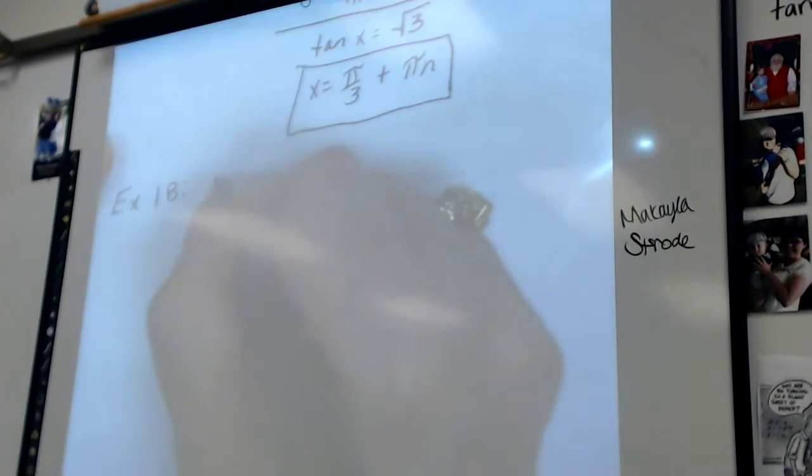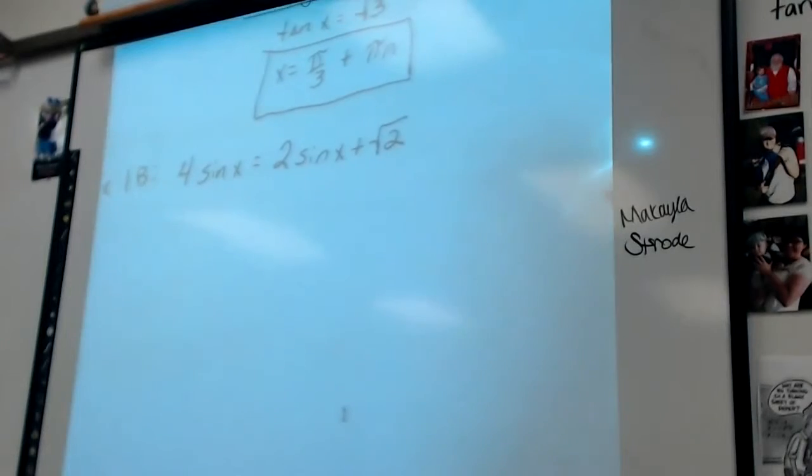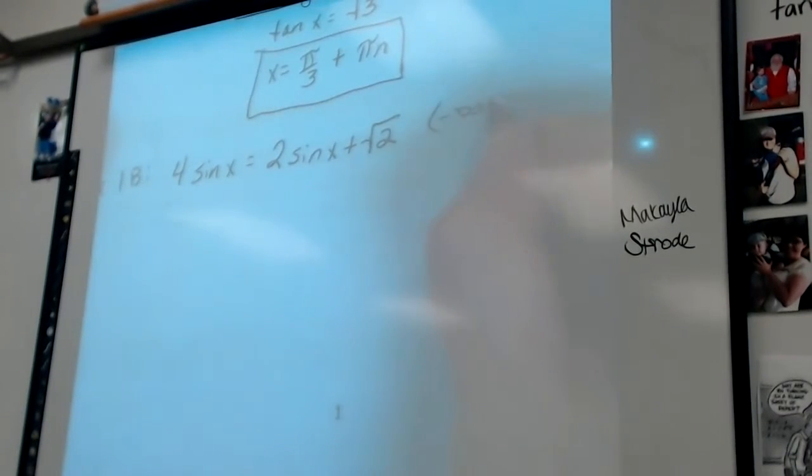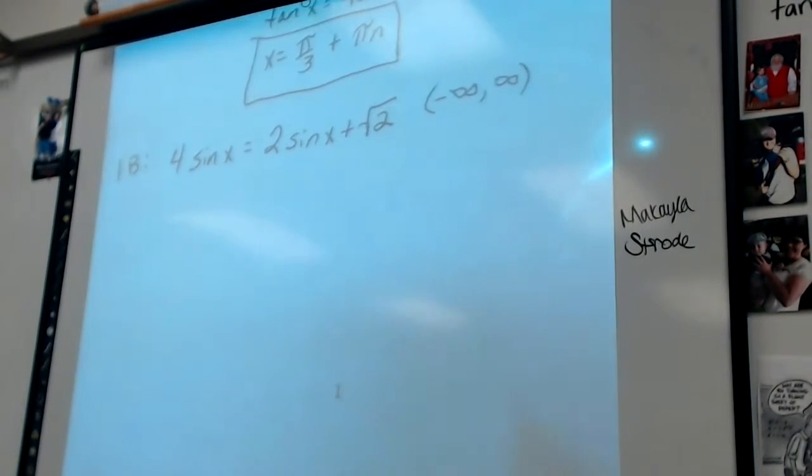So, we have 4 sine x equals 2 sine x plus the square root of 2. And we're solving for negative infinity to positive infinity, which means we'll have to have one of these on our answers. The period for sine is 2 pi. So when we check, we're going to have to check 0 to 2 pi, all the way around the circle. But first, we've got to get what sine x equals.